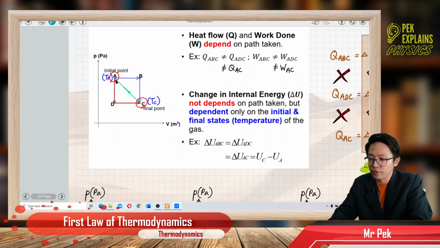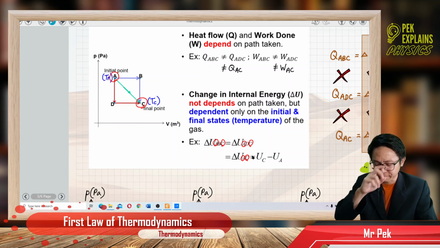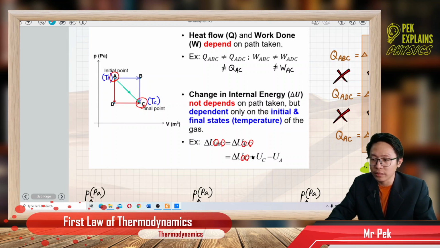As you can see from here, no matter if it's ABC, ADC, or AC, it's still between A and C. That means it's still taking between these two points. No matter whether it goes A, B, C or ADC or AC, the initial departure point and the final destination are still the same, A and C, which gives the change in internal energy for the whole process.